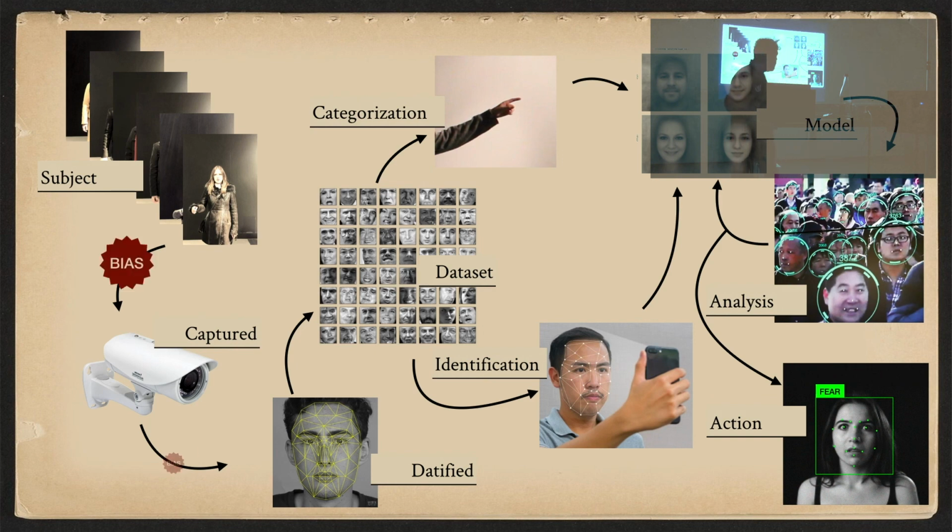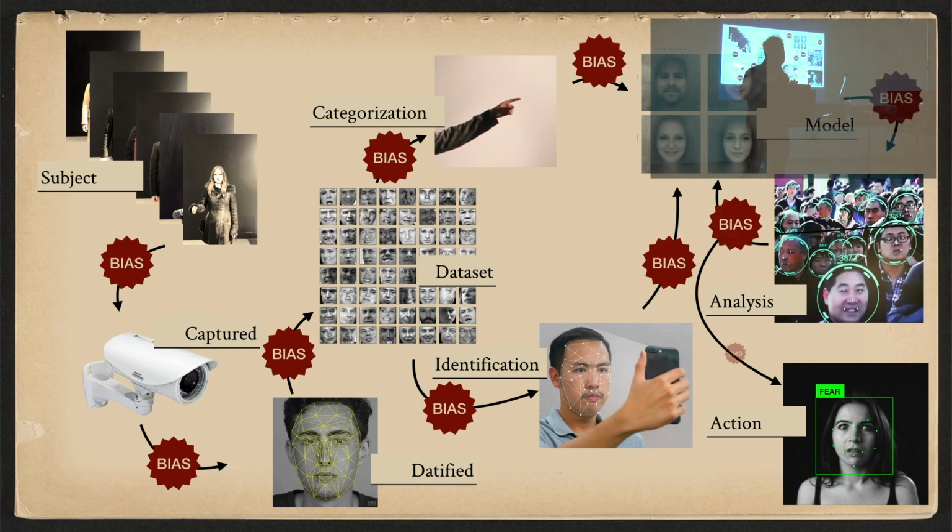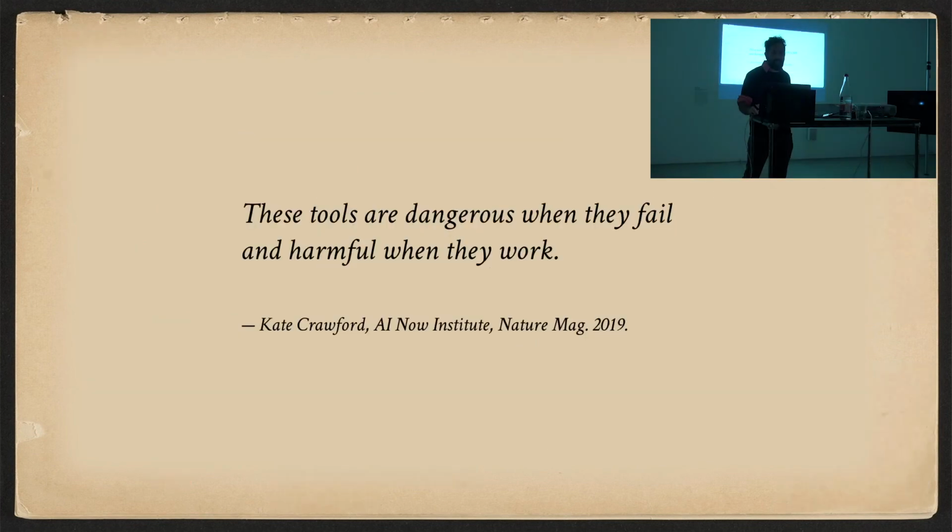There's bias on every step of the way, right? Every step of the way we can think how bias creeps in. It's definitely not objective, right? But the bias, especially as close as you get into action, into the areas where power is exercised and actually put into action, it's not a technological bias. It's a societal, political bias. And we cannot separate the two. That's why Kate Crawford wrote in Science last summer, these tools are dangerous when they fail and harmful when they work.